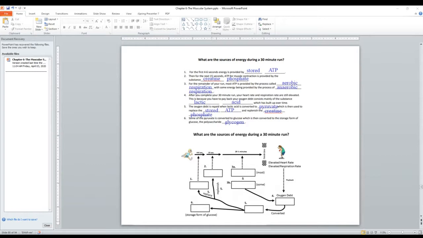Yes, pyruvate and pyruvic acid are the same thing. So you can use pyruvate and pyruvic acid interchangeably. I mean, if you really want to get into the weeds, one is like the hydrogen has been lost, and in the other one, the hydrogen hasn't been lost. But for all practical purposes, they're the same. Other questions?